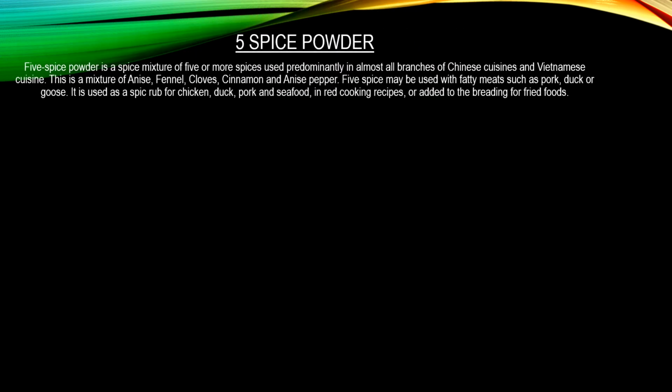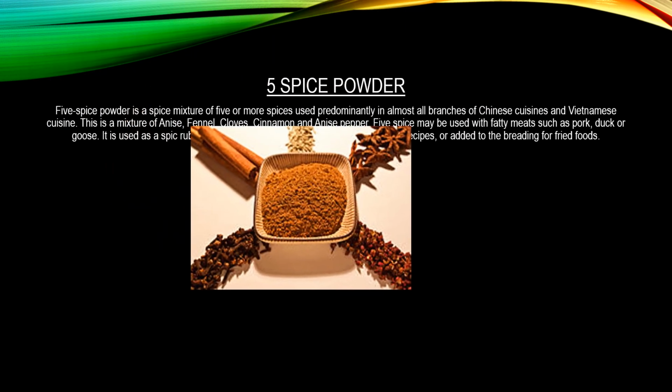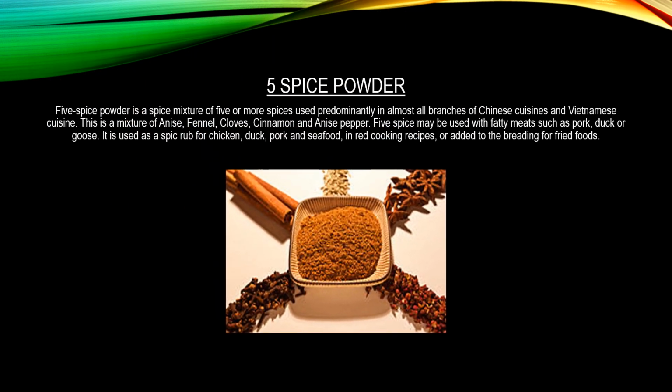Now we are going to discuss 5 spice powder. 5 spice powder is a spice mixture of 5 or more spices used predominantly in almost all branches of Chinese and Vietnamese cuisine. It is a mixture of anise, fennel, cloves, cinnamon, and anise pepper. 5 spice may be used with fatty meats such as pork, duck, or goose. It is used as a spice rub for chicken, duck, pork, and seafood.